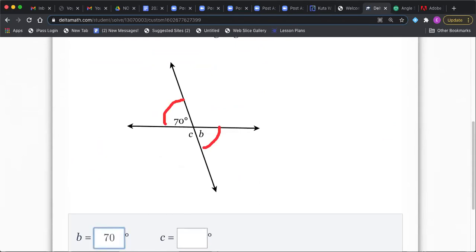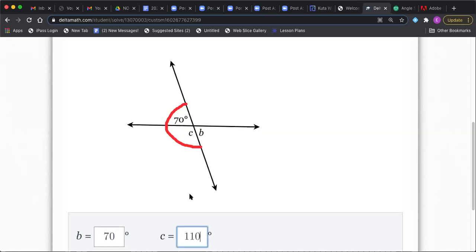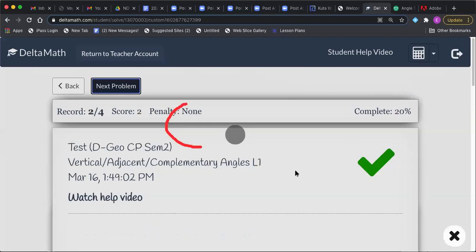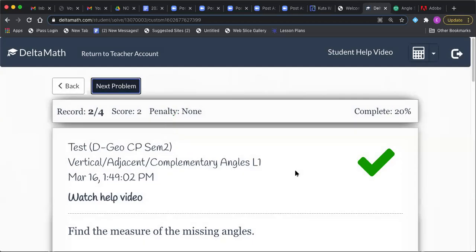Now, C is not the same this time, though. C is going to be different. So now I have to do a little bit of math to figure out what C is. Those two make my full rainbow: 180 minus 70. Okay, C is just 110. That's not so bad. Make sure that you also submit the right angle in the right box. You don't want to put angle B in angle C's box and vice versa.